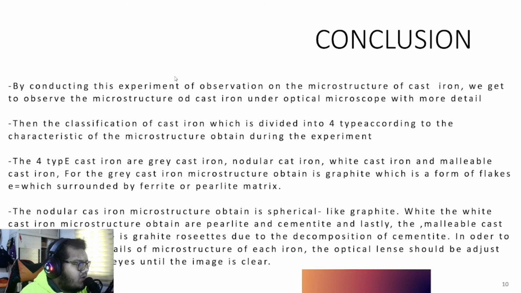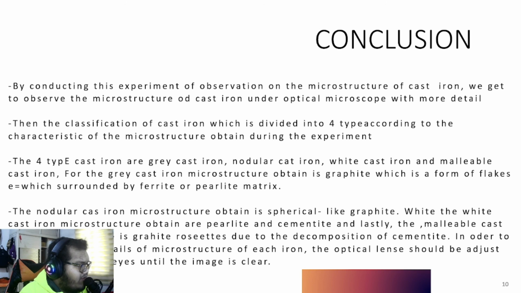So we go to the conclusion. By conducting this experiment of observation on the microstructure of cast iron, we get to observe the microstructure of cast iron under an optical microscope in more detail. Then the classification of iron is divided into four types according to the characteristic of the microstructure obtained during the experiment. The four types of cast iron are gray cast iron, nodular cast iron, white cast iron, and malleable cast iron.